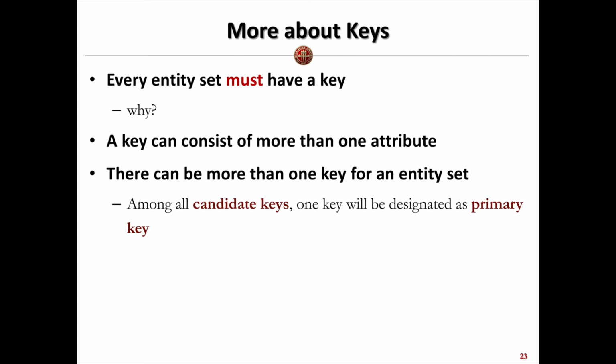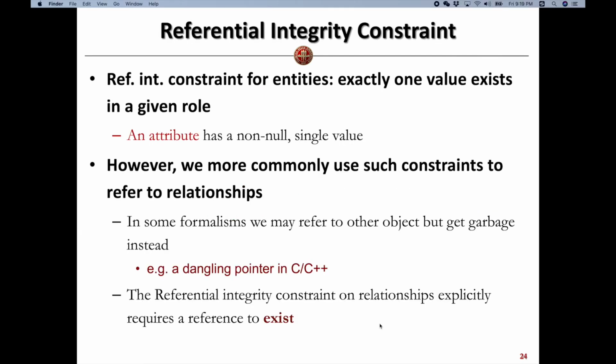So in other words, there can be more than one key for an entity set, and among all these candidate keys, one key will be designated as a primary key. Therefore, besides the constraint on the relationships, you also need to pay attention to the keys on the entities. Whenever you draw an entity, ask yourself what is the key on this entity. Besides the keys, we also need to introduce another very important constraint here. It's called the referential integrity constraint.